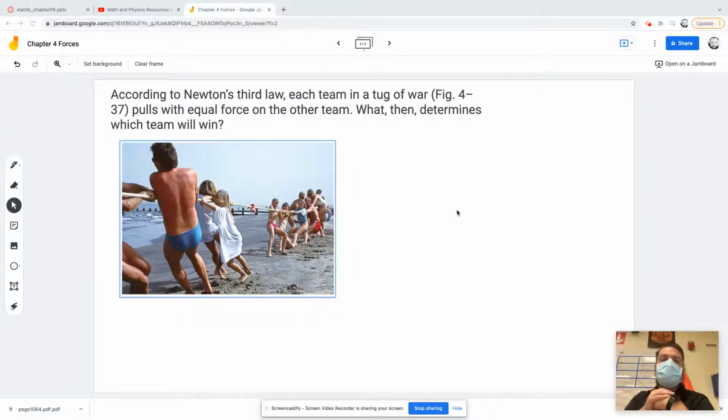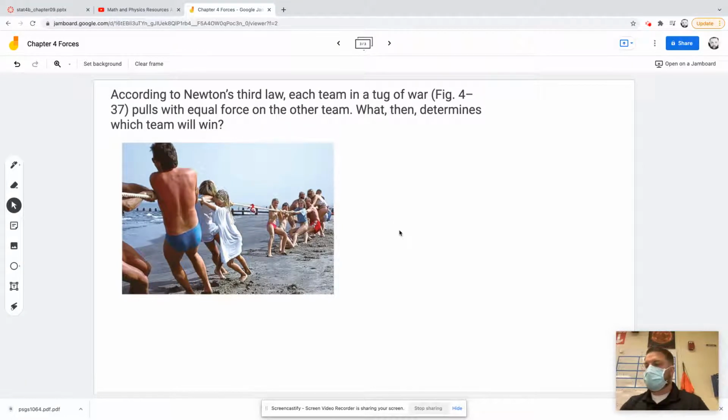According to Newton's third law, each team in a tug of war, as in this image here, pulls with equal force on the other team. What then determines which team will win? We're going to have to do some free body diagrams to try to figure this out.